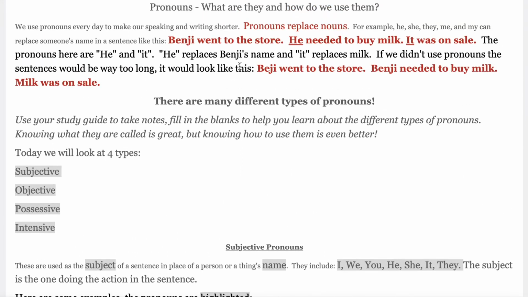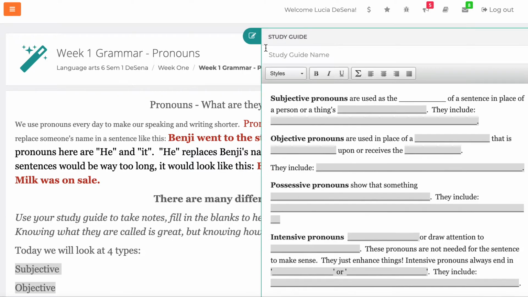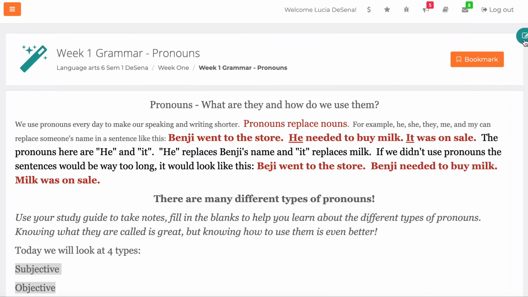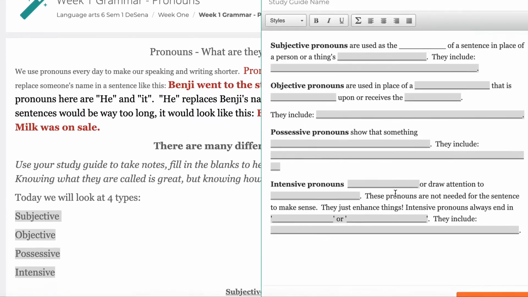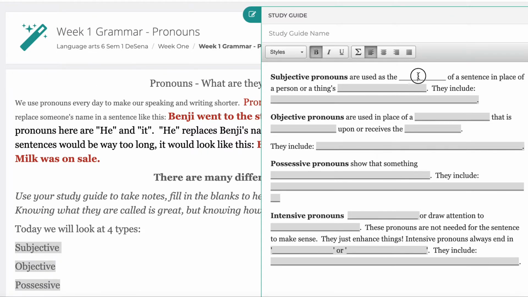Please note that you can take notes here in your study guide. In that little green tab on the side, there is a special place for you to take notes, and you can fill in the blanks. I left blanks for you to fill in. These are like guided notes. So it says subjective pronouns are used as the subject of a sentence. That's what you're going to want to write down right there.